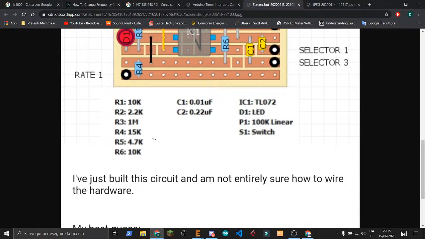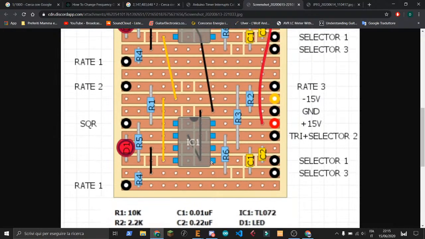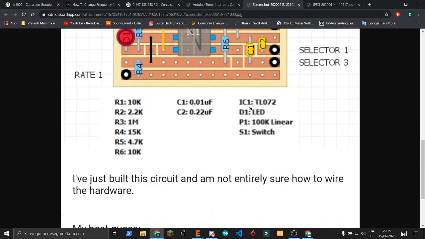Yes, there is a diode, it's an LED. Here's the diode. An LED is a light emitting diode, so technically it's a diode. So let me see. Okay, except the LED, there's no other diode.